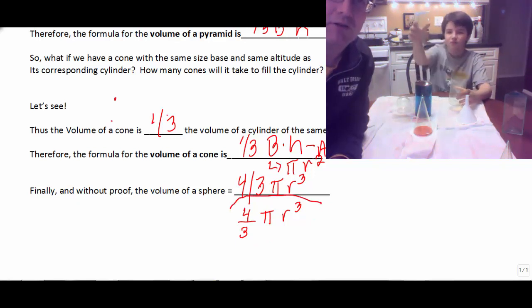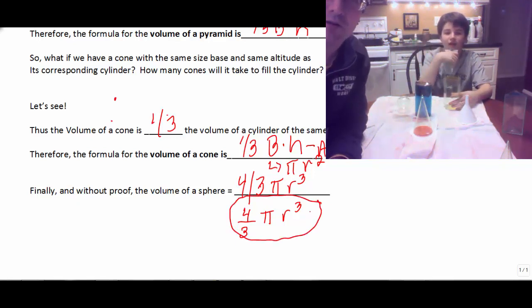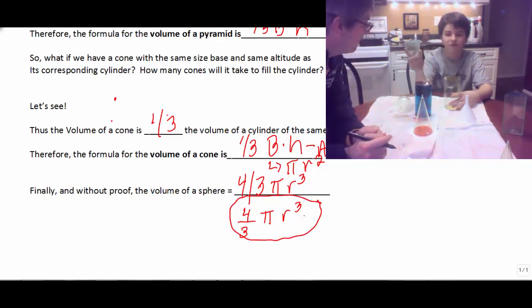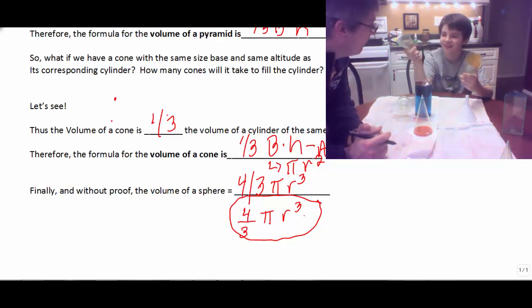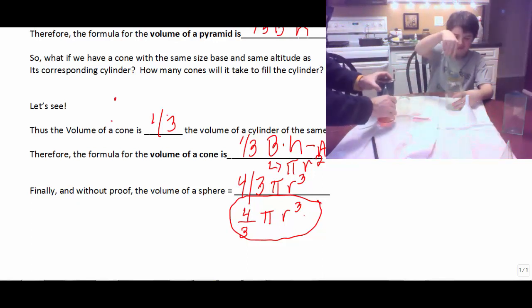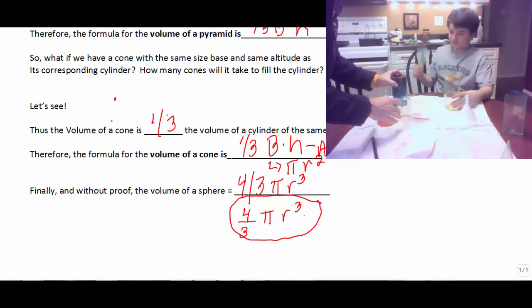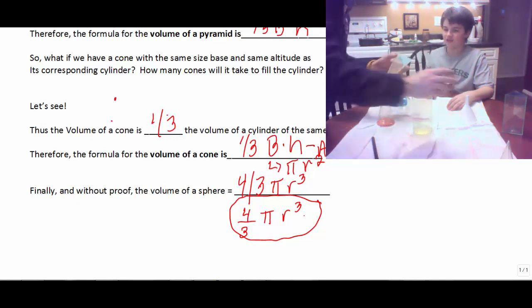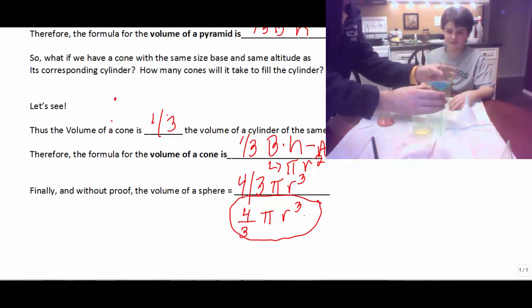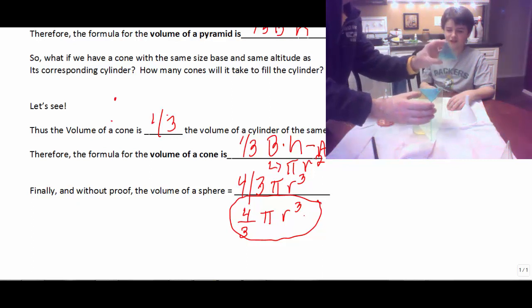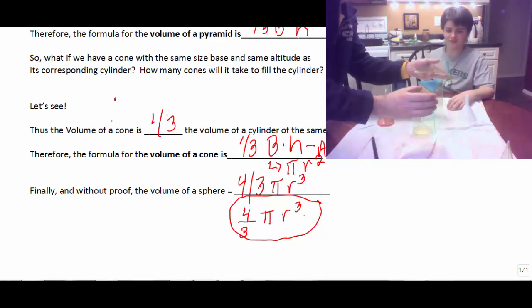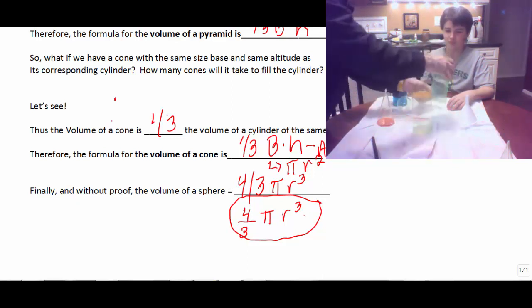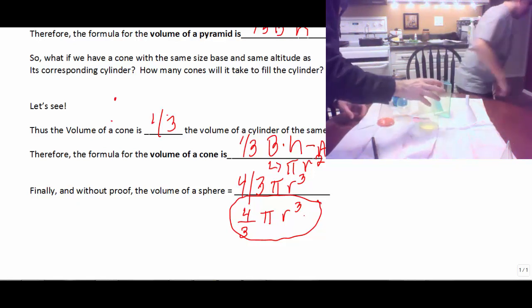So we tried volume of a sphere, 4/3 pi r cubed. Yes, Ryan? What if we tried to put this into this? Well, they don't have the same base, okay? So that's not going to be consistent. See, the key is the same base. So we'd have to use the triangular prism along with our triangular pyramid. So there is no real relationship between them.